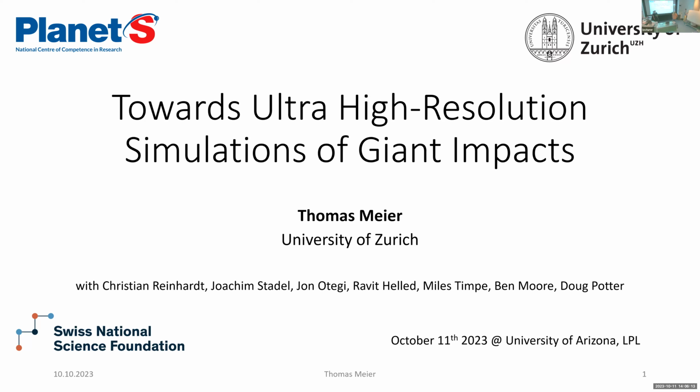Now's a good chance. Thomas Meier is a PhD student of Joachim Stadl at University of Zurich, who has been really instrumental in developing a lot of the high-performance SPH methods over the years. And he's part of the computational physics group at University of Zurich. And today, Thomas is going to speak to us on towards ultra-high resolution simulations of giant impacts, which is probably going to summarize a number of the recent papers that he's published on origin of Mercury, origin of the moon, and other mysteries. So take it away.